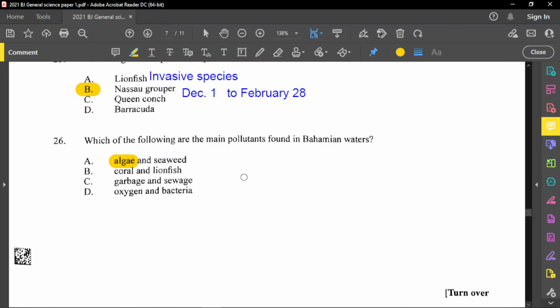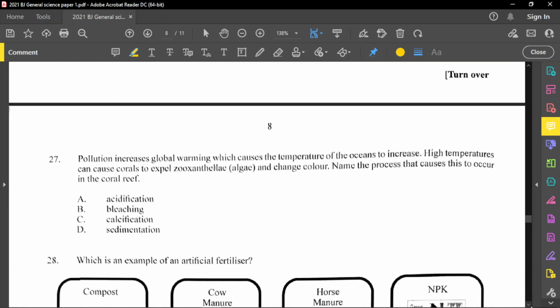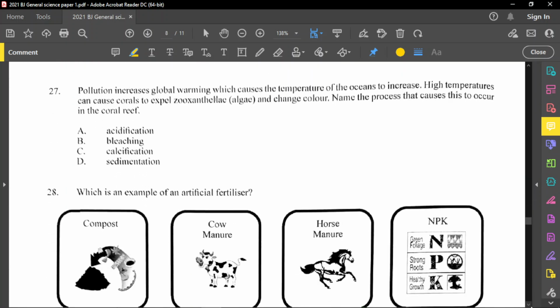Seaweed also is an organism, so A is out. It's a coral and lionfish. Those two things are out. You're looking for pollutants here. Pollutants are what cause pollution, so anything that disturbs the environment is a pollutant. So we're looking for things like that. Garbage and sewage, definitely. The oxygen is good stuff. We need that to breathe, so it's not a pollutant at all. And bacteria is a living organism. We may call them pathogens, but they're not pollutants.